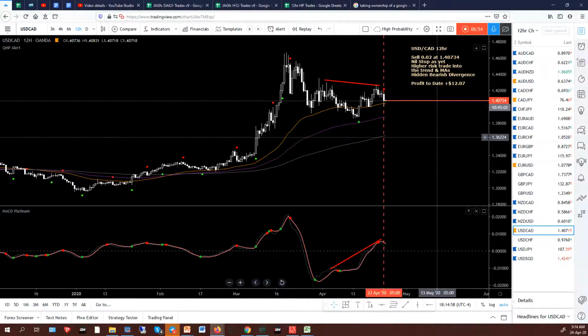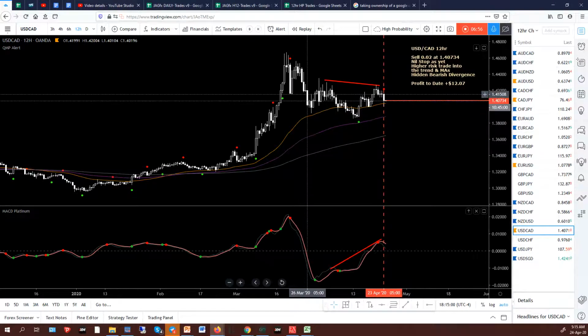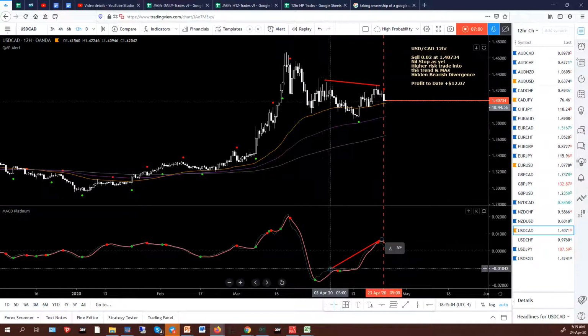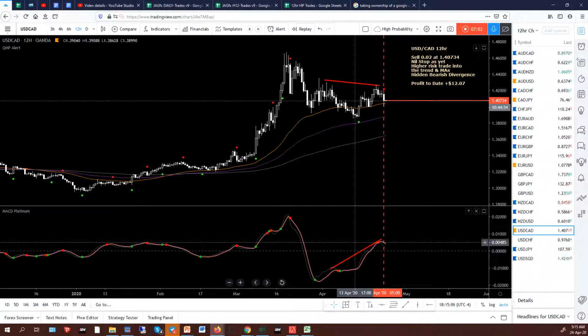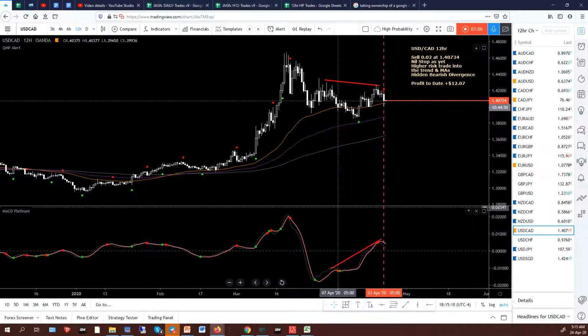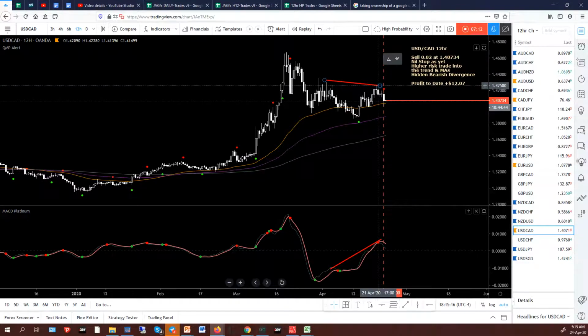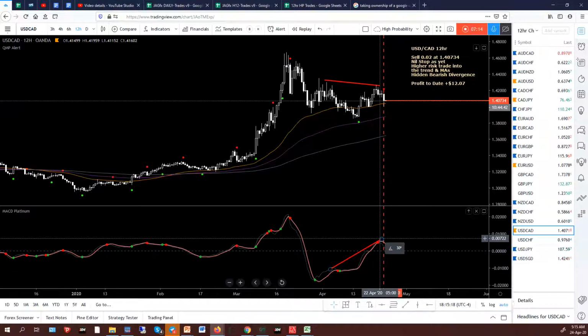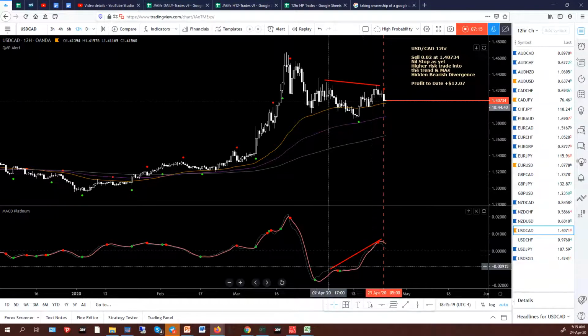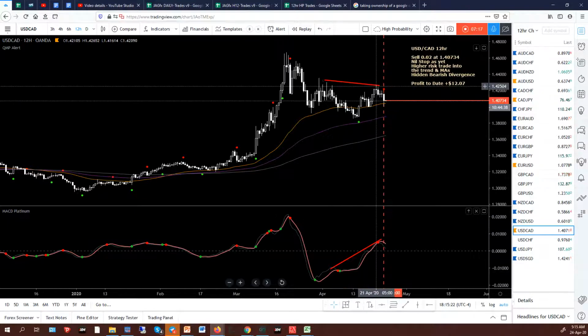The only thing I like about it is, well, two things I like about it. One is this hidden alarm. That's 2 days in a row. One that's a hidden bearish divergence. So we've got lower highs on price and higher highs on the MACD Platinum on the top side. So that's one thing I like.